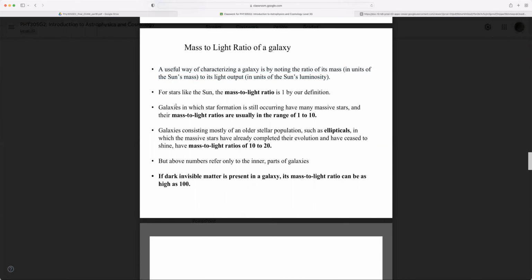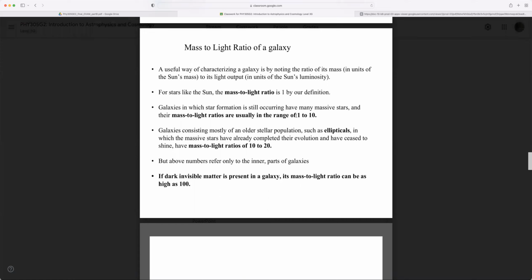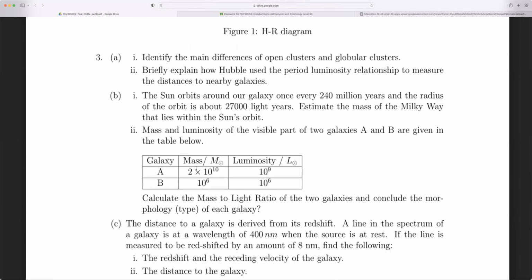Then you have this information: galaxies in which star formation is still occurring have many massive stars, and their mass to light ratio is usually in the range of 1 to 10. So if a lot of star formation is going on, their mass to light ratio is a low value, normally between 1 and 10. Even if you don't know this fact, you can get the idea: when you divide the mass by the light, if a lot of star formation is going on, you should get a larger luminosity. You are dividing the mass by the luminosity, so if the luminosity gets higher, the mass to light ratio will be smaller, right? That's how you logically think about it.